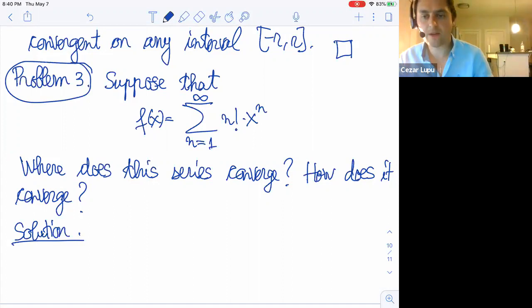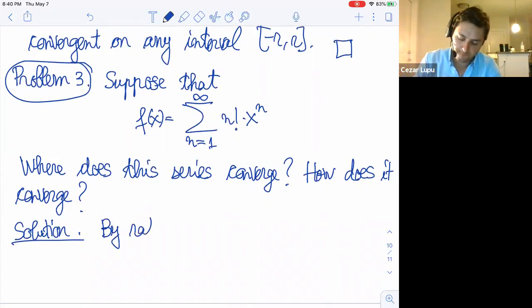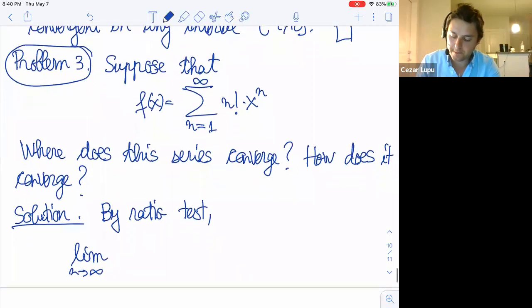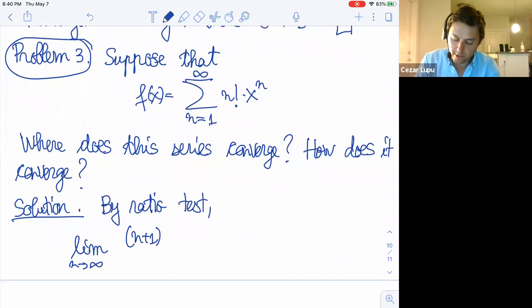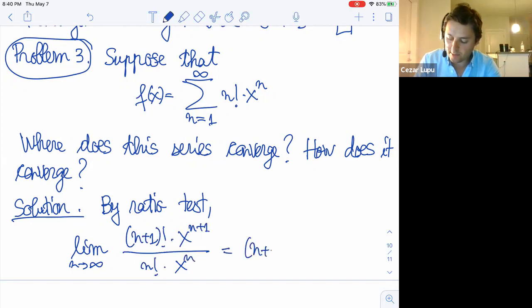So, what do you have here? By the ratio test, you have the limit, as n approaches infinity, of (n plus 1) factorial times x to the power n plus 1 over n factorial times x to the n. This is nothing else than just n plus 1 times x. And what is the limit of this? Can you tell me?